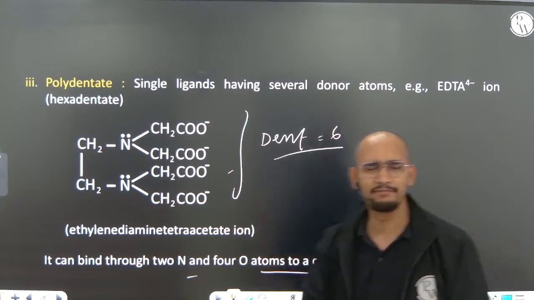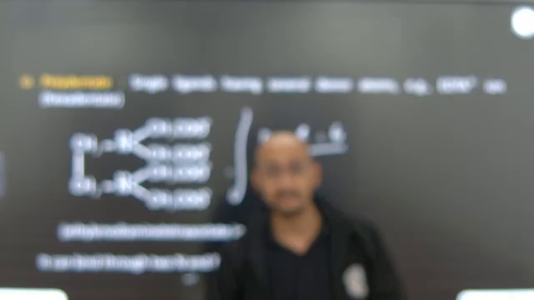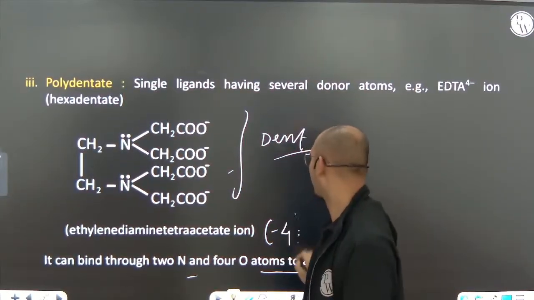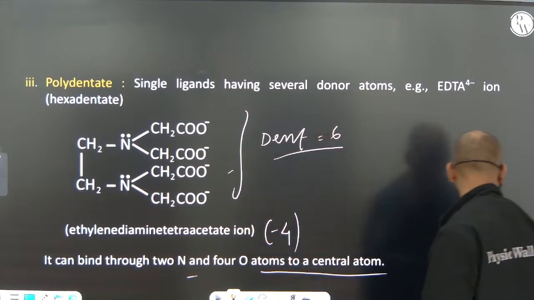But if nothing is given, always remember that EDTA has a charge of 4 negative, and the denticity is 6. Not a big deal. I hope you understand it.